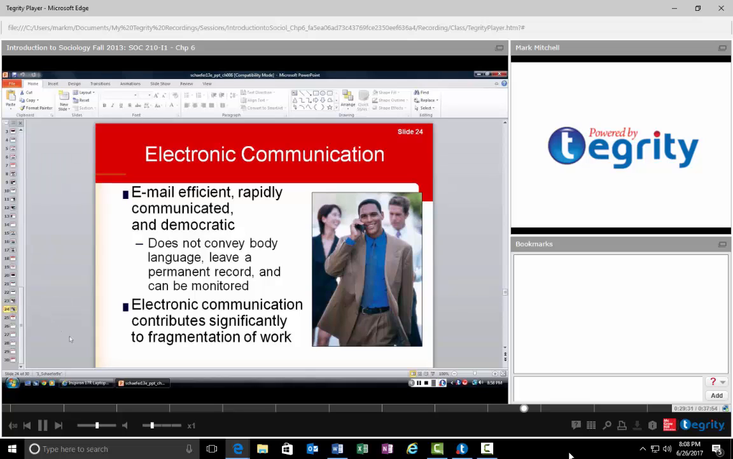Now at the bottom of the slide they do mention the fragmentation of work. So as compared to a 9-to-5 job, once you leave, that's it. But now with these different electronic means, do you ever get away from work? You can always check your email or something like that, regardless of whether you're in the office or not.